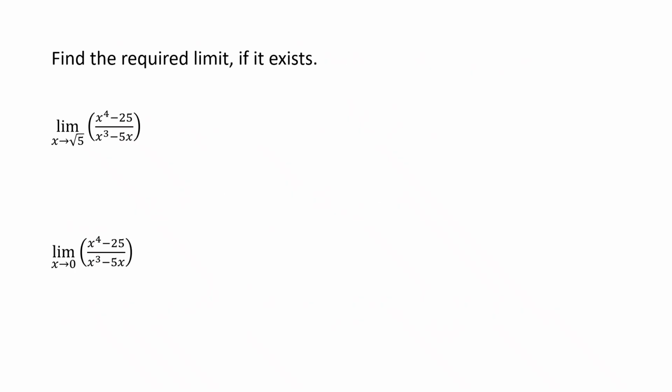Here are a few more examples. We have the same problem approaching two different particular values that are going to do two different things. In both cases, if I were to put x equals the square root of 5 or x equals 0 into this, I'm going to get an indeterminate form, a 0 over 0 problem.